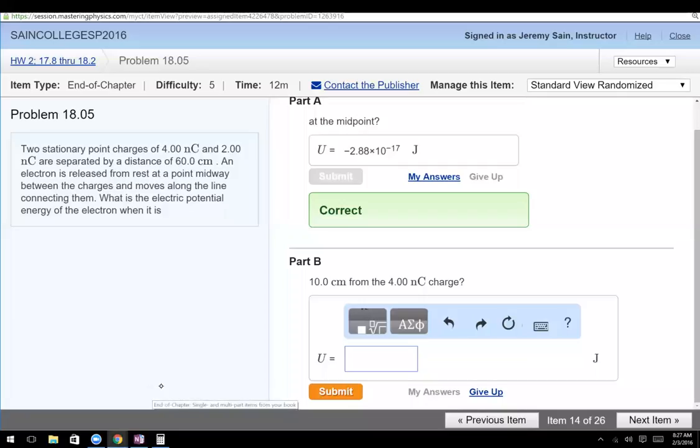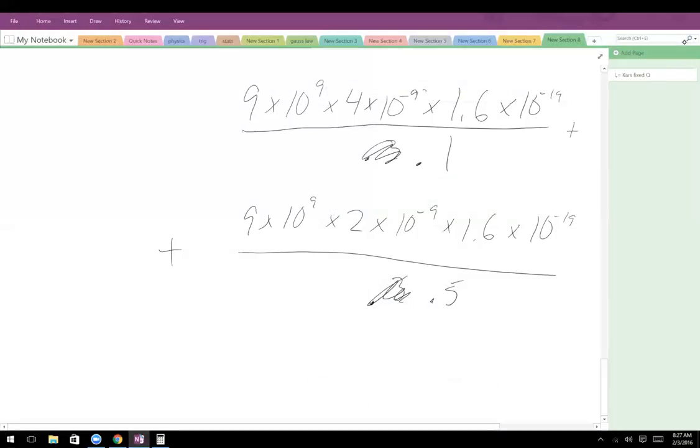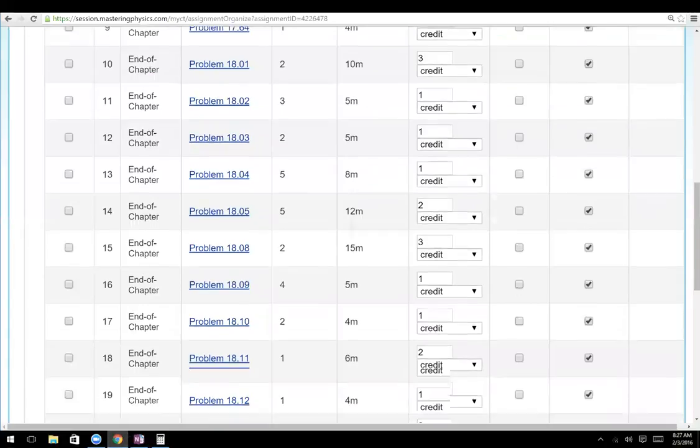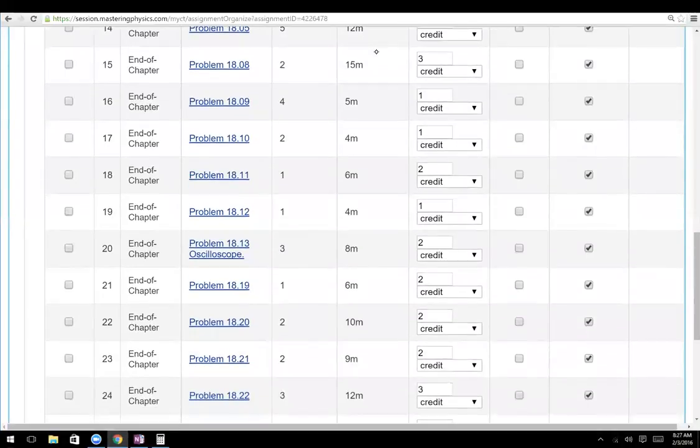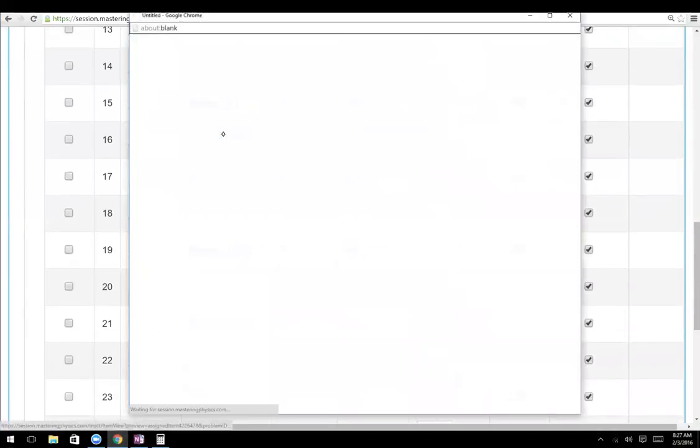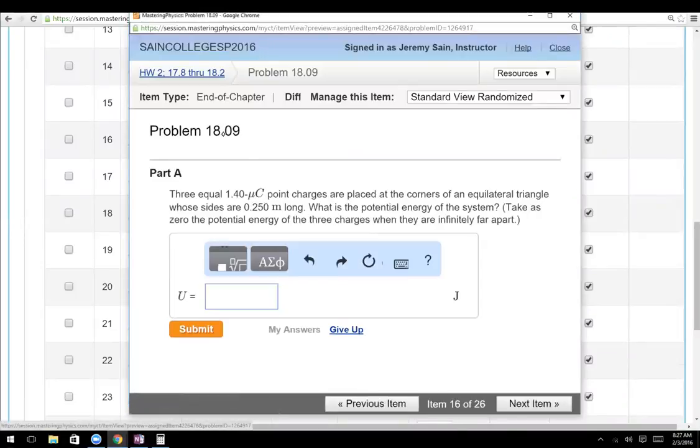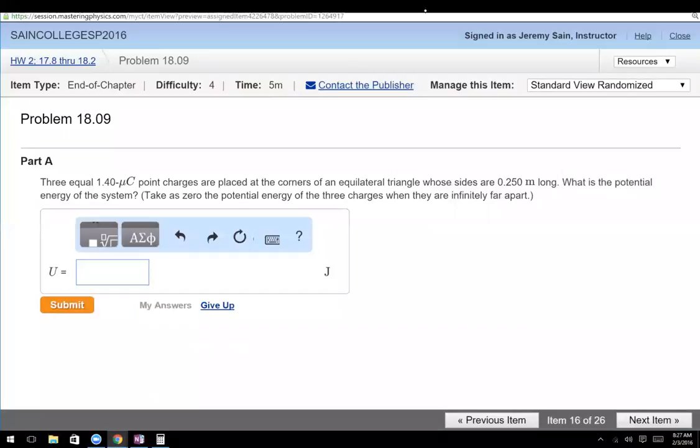Let's see what's next. Actually, there's a 4. Let's look at it too. And then we'll look for stuff that actually has potential energy in it. Or not potential energy, but electric potential.